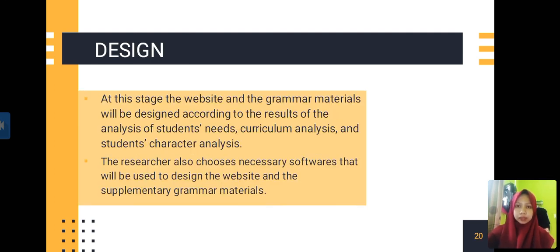Now the design stage. In this stage, the website and the grammar materials will be designed according to the result of the analysis of students' needs, curriculum analysis, and students' character analysis. I will also choose necessary software that will be used to design the website and the supplementary grammar materials.